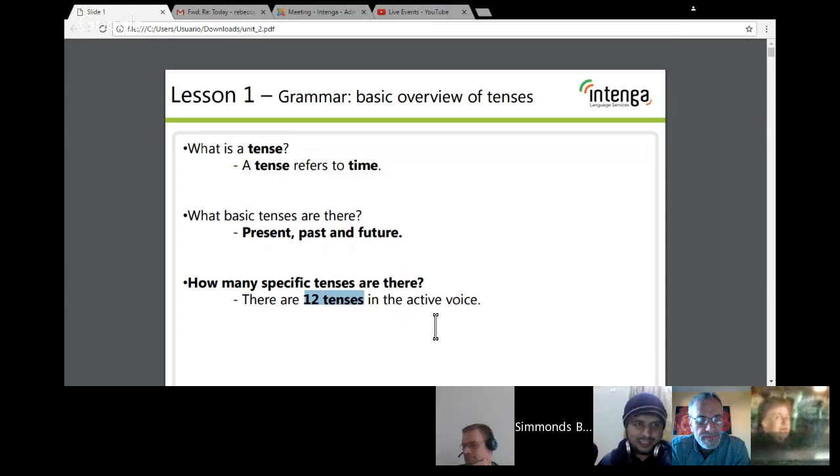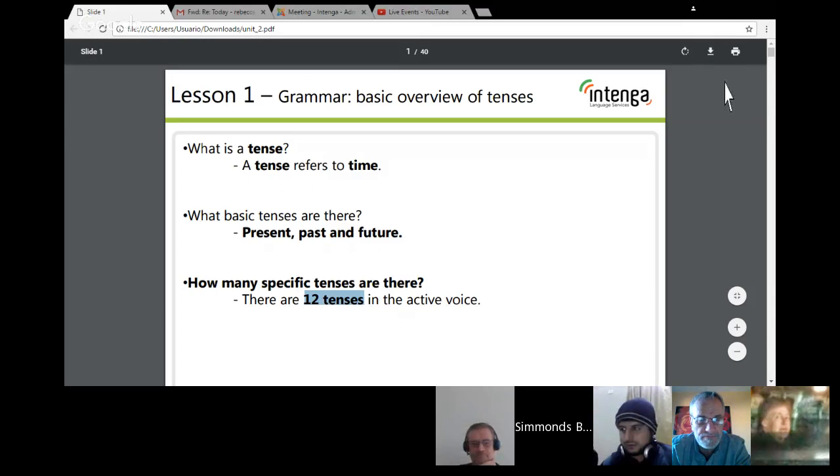There is also the passive voice tense, and within that passive voice there probably are another 12 tenses, because the passive voice you can use in any tense. So basically 12 tenses to start, but it could double. Any questions so far? It's pretty simple here.